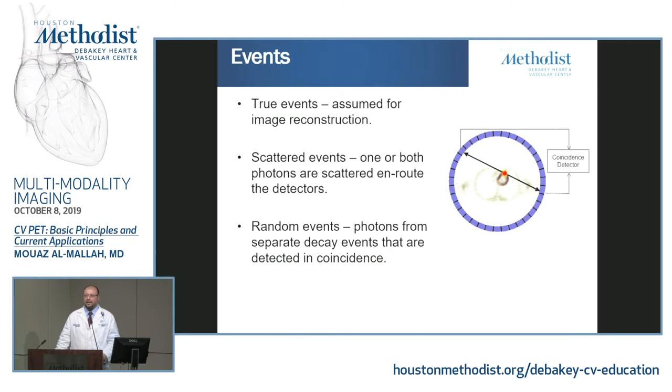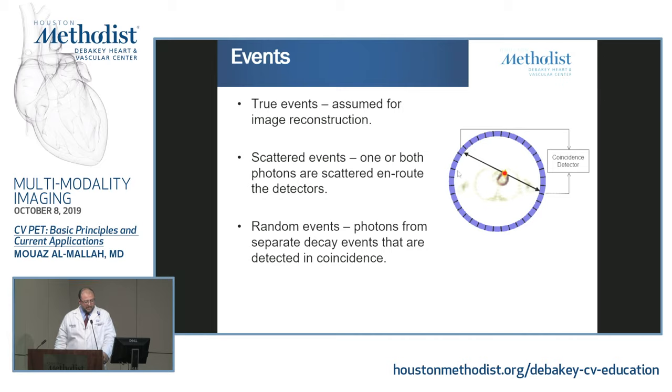Now, finally, I'm just going to touch on one thing before I go into the different isotopes. We talk about events. When two photons hit the two detectors that are 180 degrees apart at the same time, within picoseconds, we call them a true event. Because one of them is going to travel a little bit more than the other, depending on how long it's traveling, we allow some time difference in picoseconds.